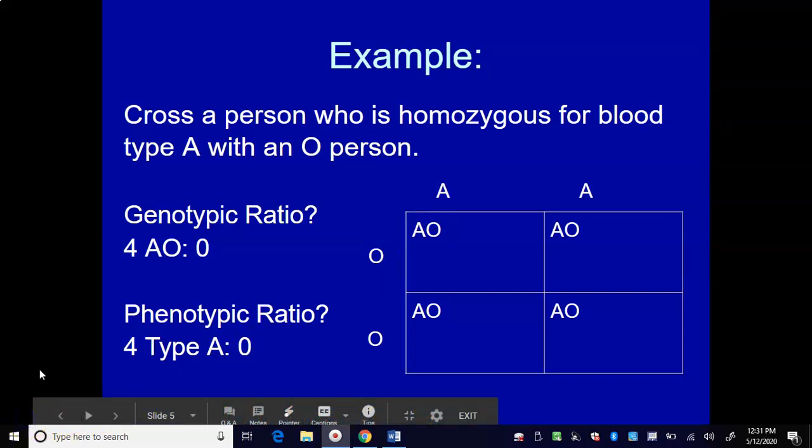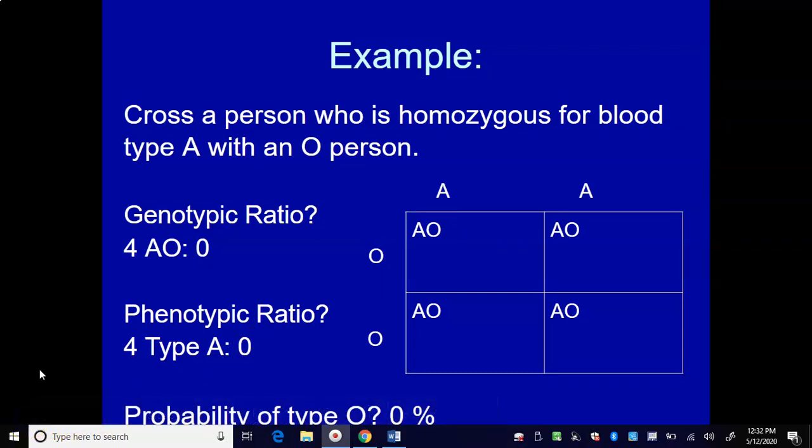There are many more video tutorials on how to do more examples of Punnett squares with blood types. So make sure you review those, watch them before doing the worksheet.